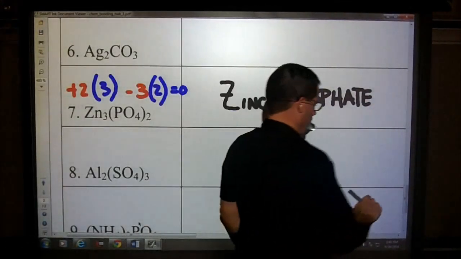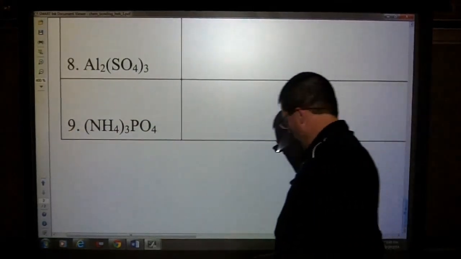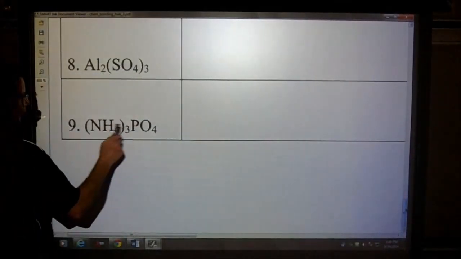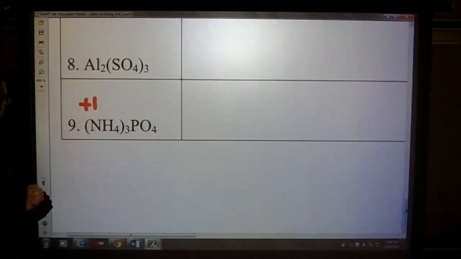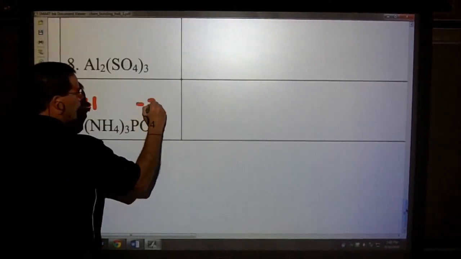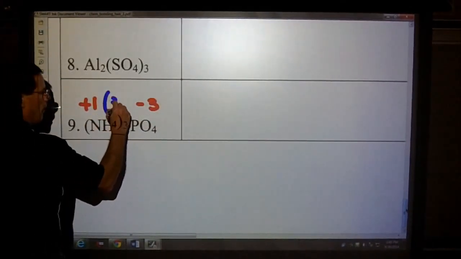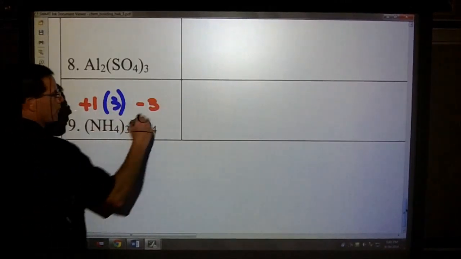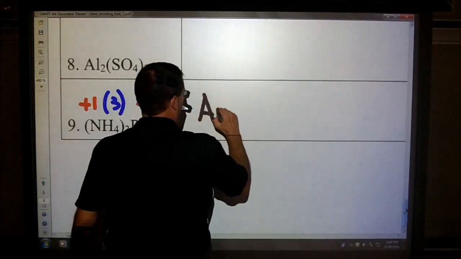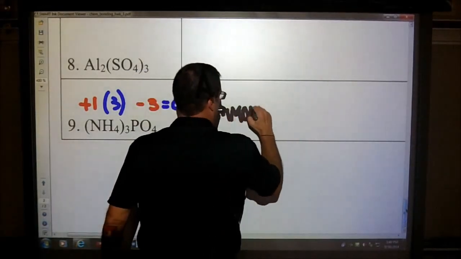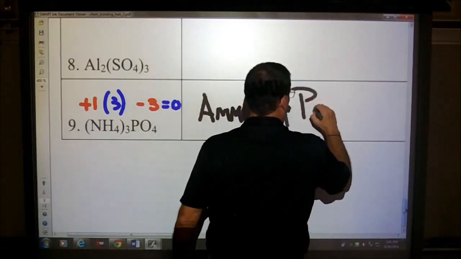Number 9. All right, we have 2 polyatomics here. And again, NH4 is ammonium, and it has a +1 charge. Phosphate's a -3. That is why we have 3 ammoniums, so that all equals 0. Okay. So ammonium phosphate.